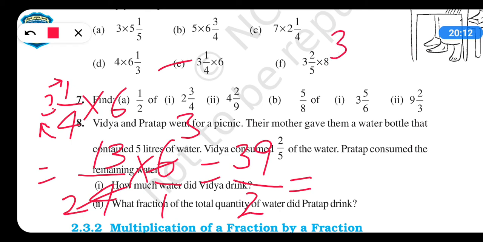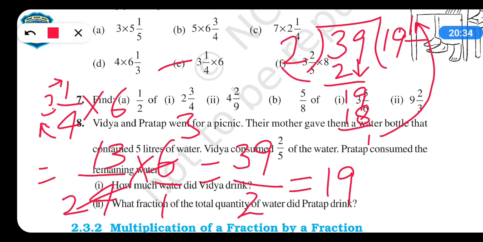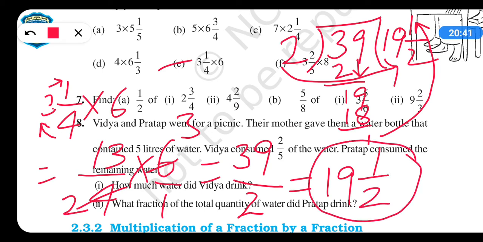Again 39 को divide करेंगे 2 से. What you will get? 2 1 जा 2, 1, 9. So 2 9 जा 18. You will get 1 remainder. So what number you will get? 19 whole. क्या आएगा? 1 upon 2. So 19 whole 1 upon 2. So this is the answer. Right? Got it? So in this way you can do this question.